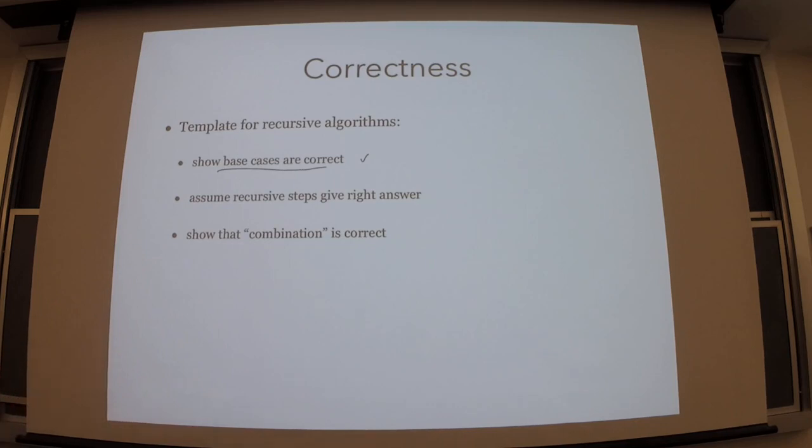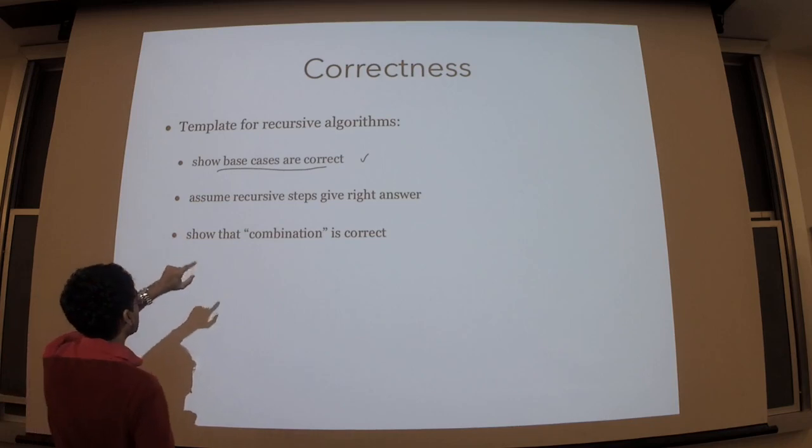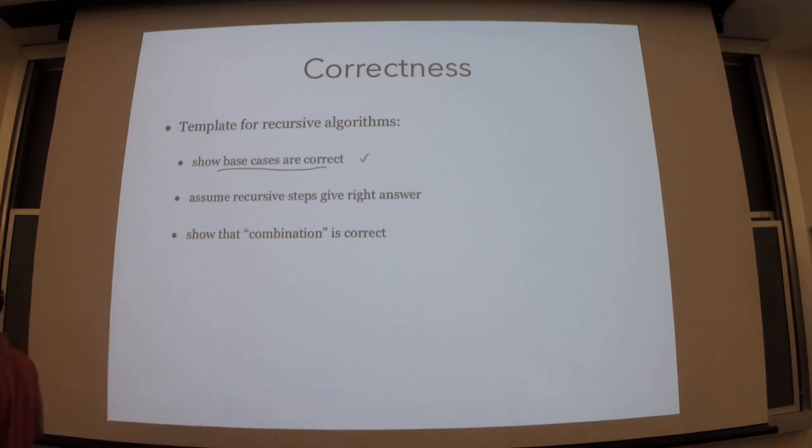You assume that whatever you want to show holds up to some n, and then you prove the statement for n plus 1. Okay. So you assume that all these recursive steps give the right answer, and then you prove that the combination step still maintains the right answer. So that's what you do in all inductive proofs.